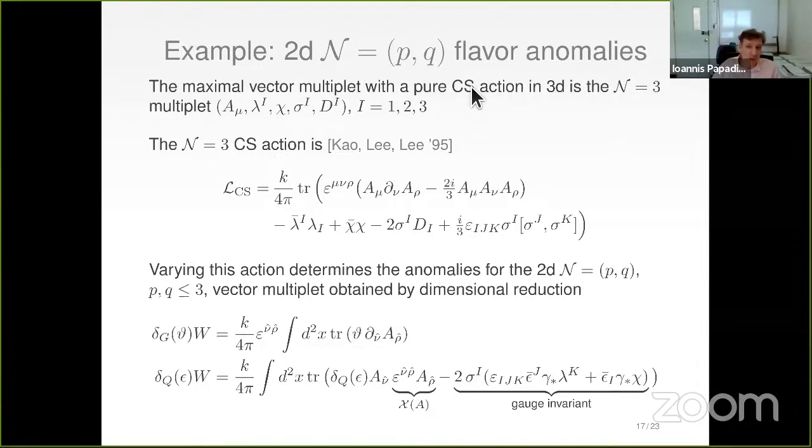the (p,q) flavor anomalies with p and q less than or equal to 3. And this can be determined by using the N=3 Chern-Simons term that was originally found in this paper in 95. So you can just compute the variation of these Chern-Simons terms, and what you find is precisely these 2 anomaly terms. So this is the standard gauge anomaly, and here is the supersymmetric completion that is obtained from the variation of the Chern-Simons term.